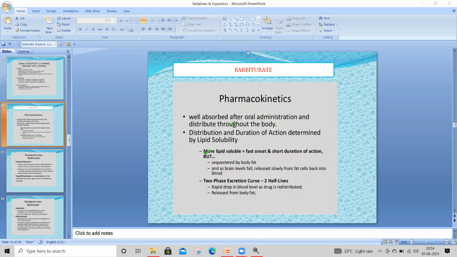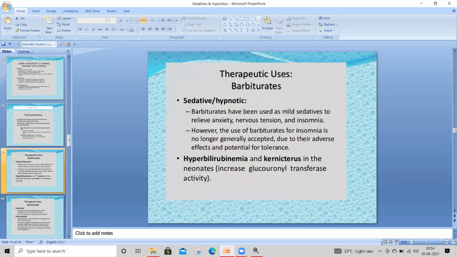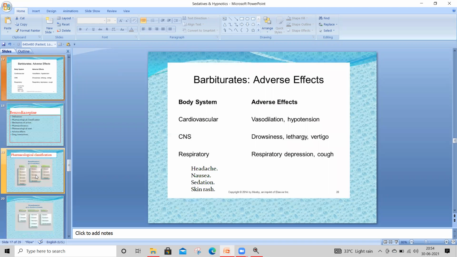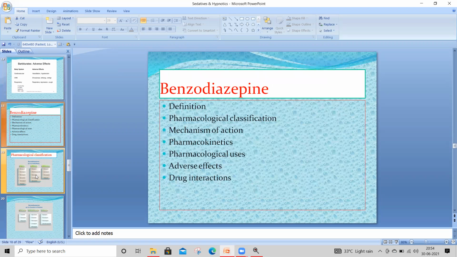And after that, you have to know the uses of barbiturate. If you know the classification, you can write the uses of barbiturate. Therapeutic uses of barbiturate: barbiturate may be used as sedative hypnotics. Barbiturate is used as anesthesia, like thiopental. Barbiturate may be used as anticonvulsant, an example is phenobarbital. Then you have to know the adverse effects of barbiturate: hypotension, drowsiness, lethargy, vertigo, respiratory depression, headache, nausea, sedation, skin rash. This is all about barbiturate.